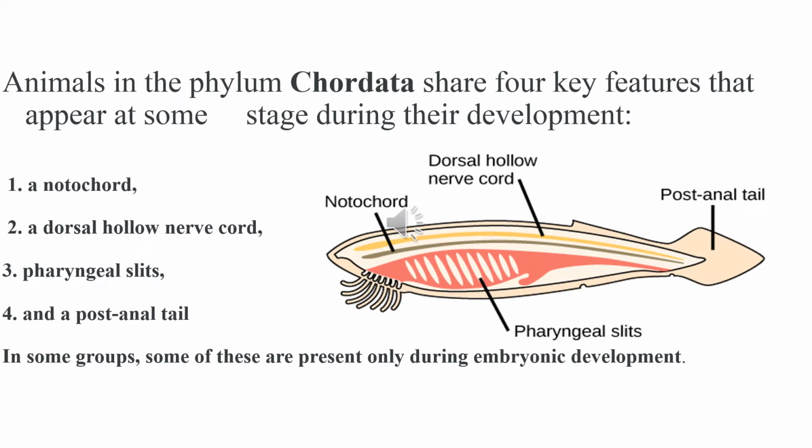The four main characters of animals included in phylum Chordata are the presence of notochord, dorsal hollow nerve cord, pharyngeal slits, and post-anal tail. And as I have already mentioned, these four features should be present in any of the developmental stages, even if they are present only in embryonic development. During embryonic development, then also the animal is included in phylum Chordata.